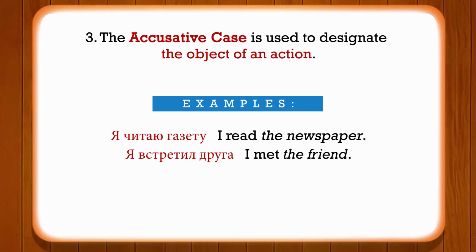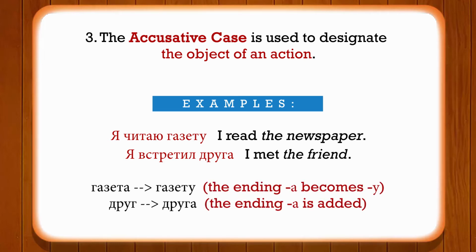Here you can see gazeta changes into gazetu, the ending a becomes u, and drug changes into druga, the ending a is added. So you have to understand it very clearly, the rules of the grammar, and as you know we always recommend you to note them down and discuss it with your family and friends so that you understand it in a proper manner. Now let's go to the case which is known as the dative case.